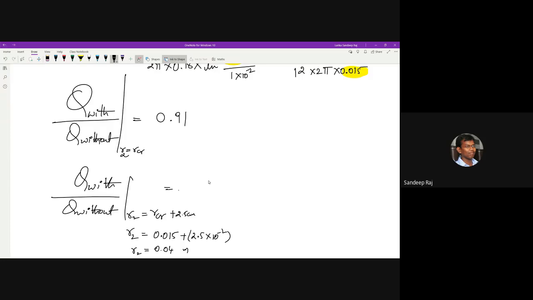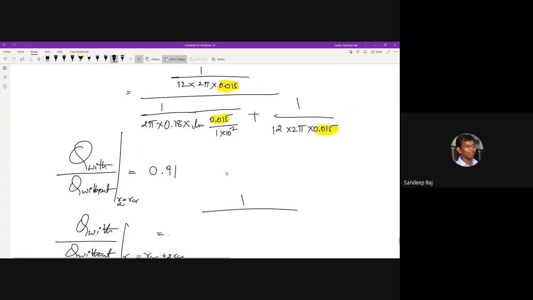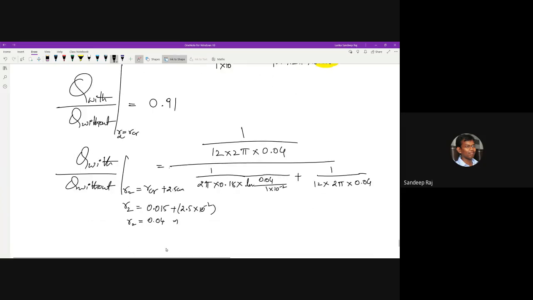So this will be like 1 by the h value, 12 into 2 pi into 0.04, by 1 by 2 pi into 0.18 into ln of 0.04 by 1 into 10 to the power of minus 2, plus 1 by 12 into 2 pi into 0.04. The same expression that I had previously, only R2 will change. So somebody tell me what is this value?